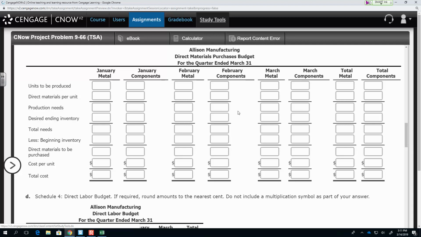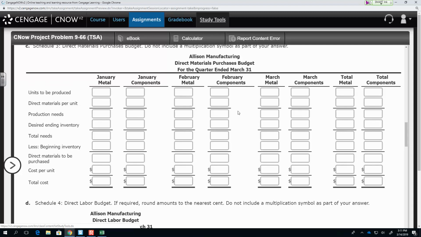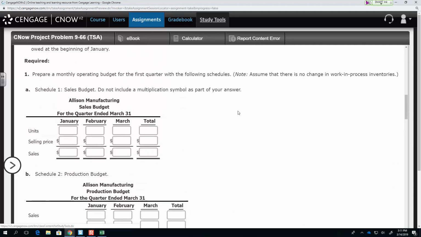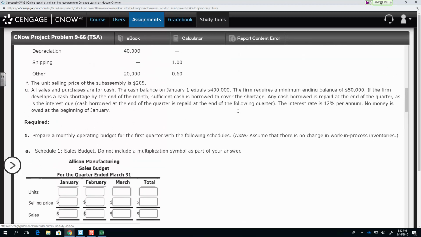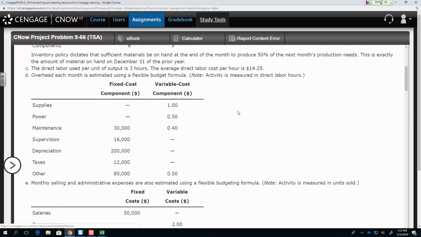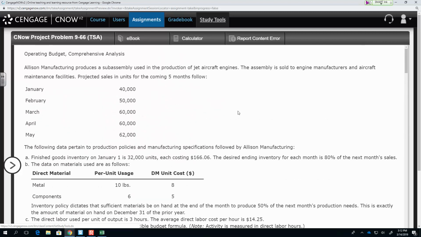I think that's all I want to present here, just so that you realize that this is a monthly projection and then 1 quarter worth of information for your Excel worksheets.